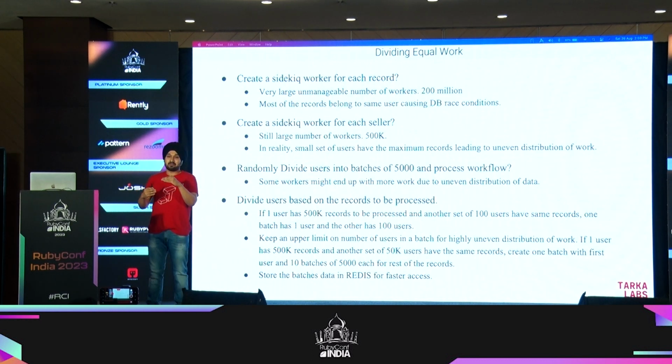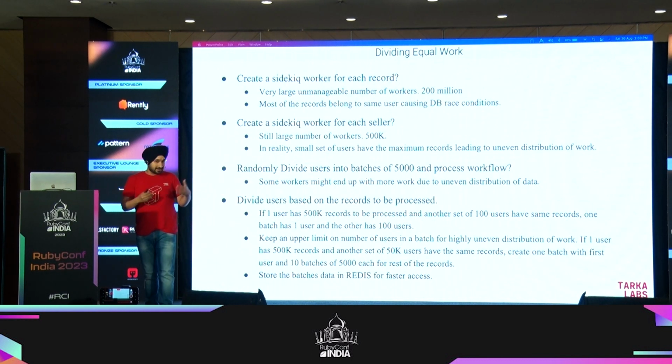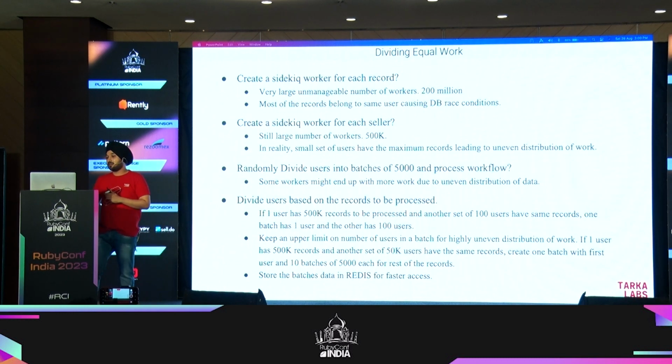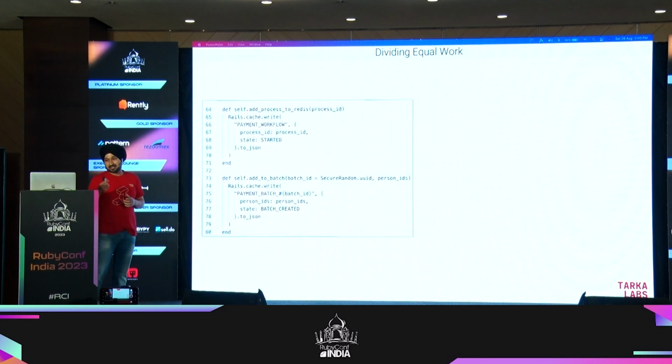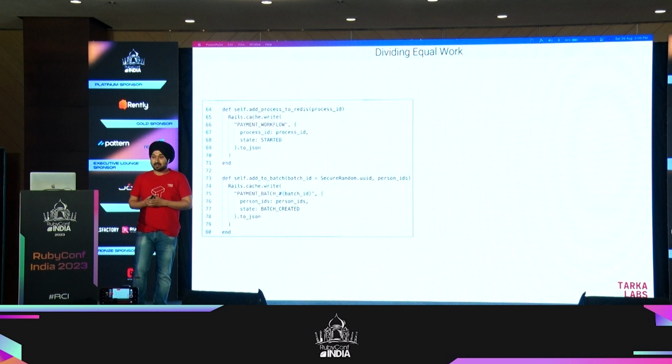So we put an upper limit on, let's say, 5,000 workers in one batch. Based on that, we started dividing workers into batches, and this is how we created our batches. Then the batch data was stored in Redis for faster access. This is just basic code of how we were adding processes into Redis and then batches with states. I'll talk a little about why state was important, but batches were just given a UUID, and that's what we were using.